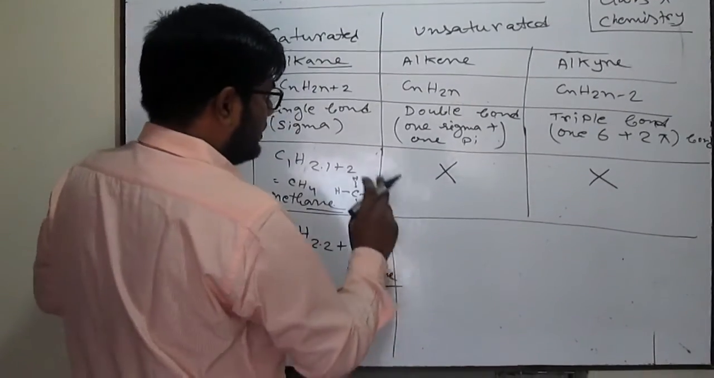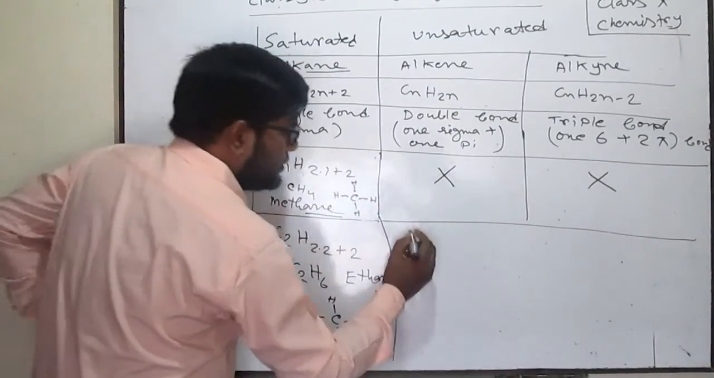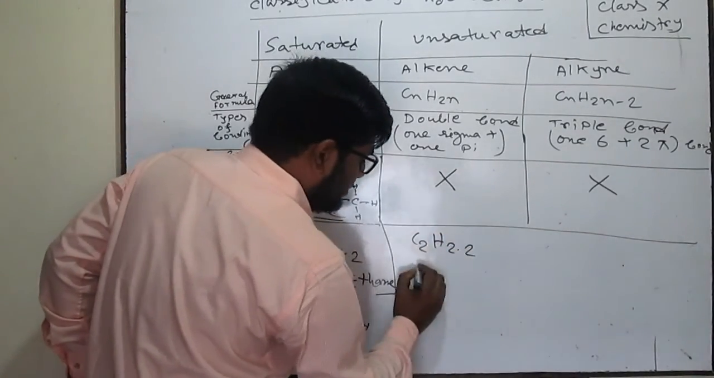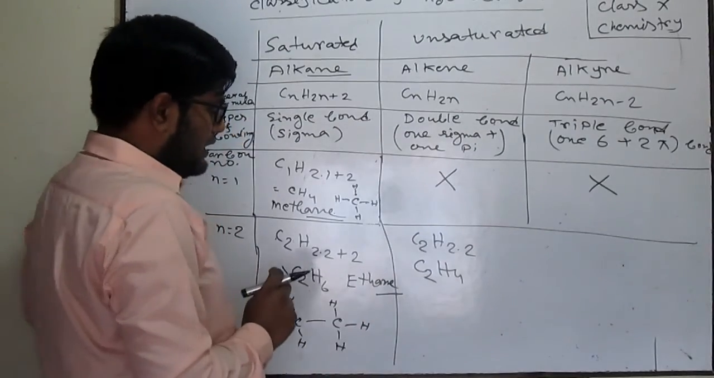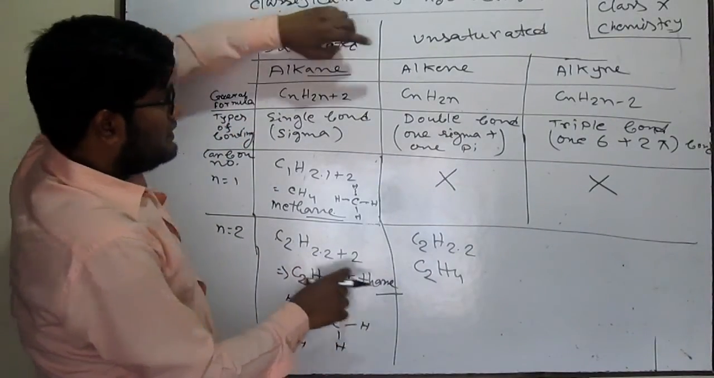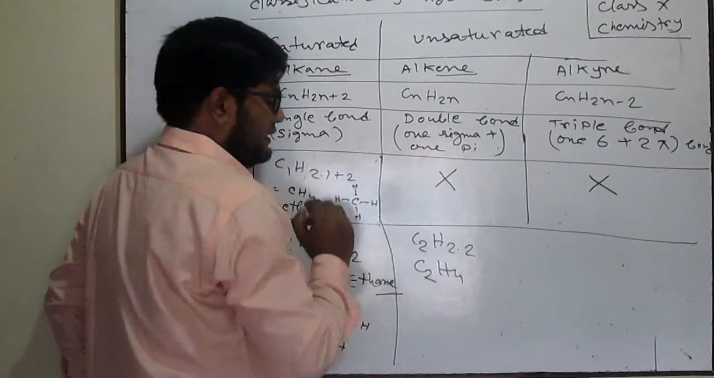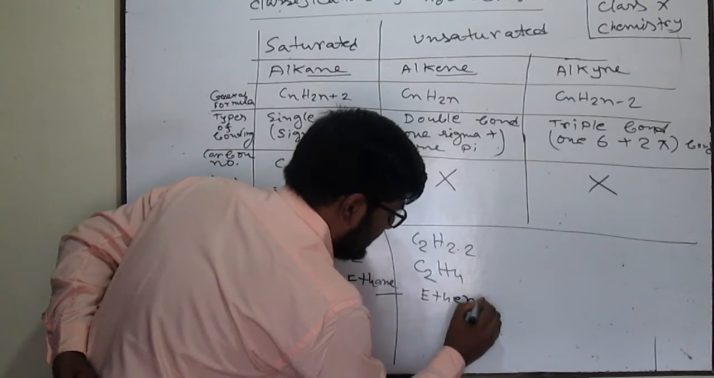And for alkene, the value of n is 2, that means C2H4. In case of alkane, this is ethane. In case of alkene, the last three letters should be ENE, that is ethene.